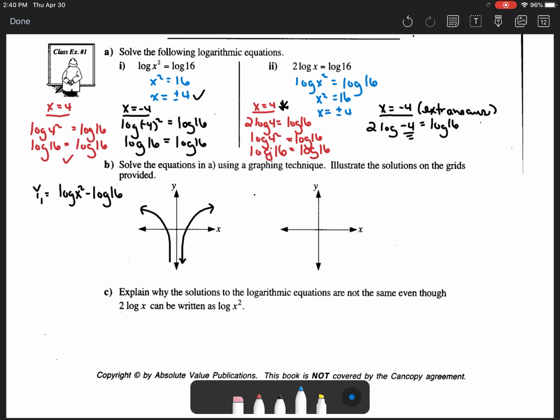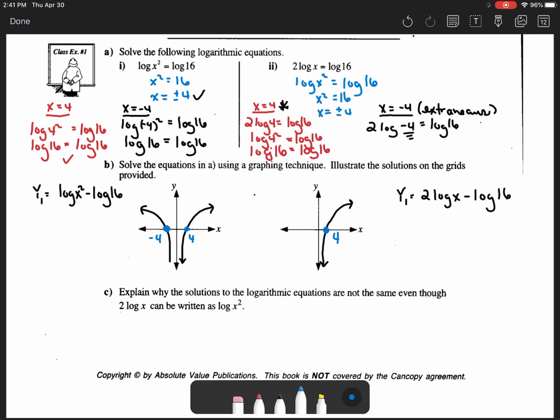Okay, where when I graph everything as one function, I'm interested in the x-intercepts, and you'll see that when you calculate them, I get x-intercepts or zeros that are at negative 4 and 4, just like I did with the algebraic solution right above it. For the second equation, when I go and graph this one, this would be 2 log x minus log 16. Okay, that graph only produces one arm, which is on the right-hand side of the y-axis, like so. Okay, and you can clearly see that it only has 1 zero or x-intercept at positive 4.